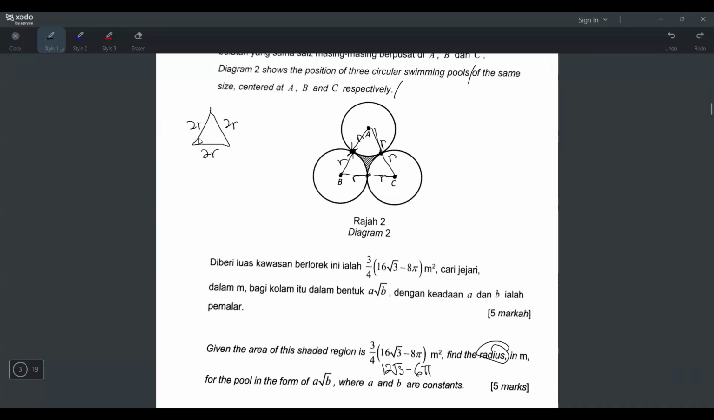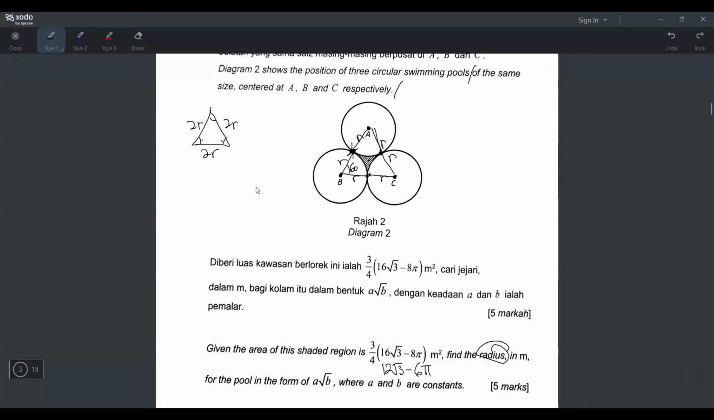And if all sides are the same, what would be the angle? It would be 60, right? Because if all the triangle sides are the same, then each angle here would be 180 divided by 3, which gives you 60, right? But how do we find the area of the shaded region?